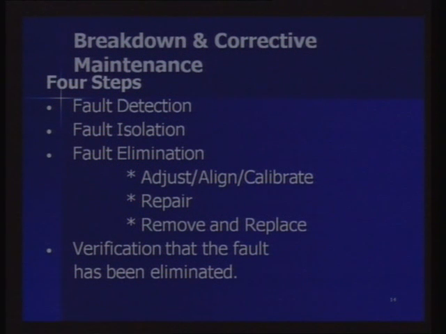So some of the things we can study or discuss is breakdown and corrective maintenance. It has 4 different steps. First is fault detection, fault isolation, and fault elimination. Fault elimination means adjust, align, and calibrate. We can repair it, or we can remove and replace some of the components. After that, we must verify whether the fault has been eliminated or not. That we call verification that the fault has been eliminated. These are the 4 steps in breakdown and corrective maintenance.